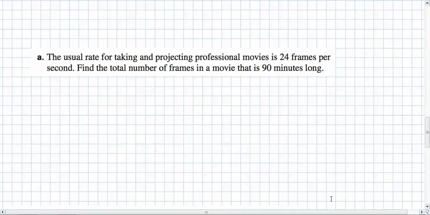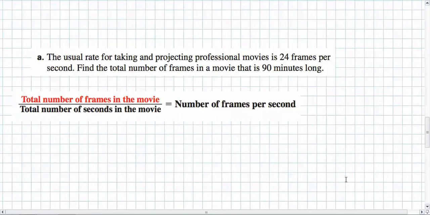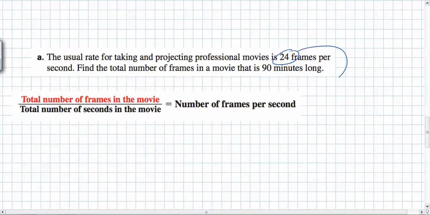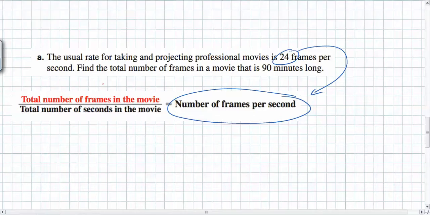Here's a word problem. The usual rate for taking and projecting professional movies is 24 frames per second. Find the total number of frames in a movie that is 90 minutes long. First, we need to set up a verbal model. Here it is. The total number of frames in the movie divided by the total number of seconds in the movie is equal to the number of frames per second. We know that the number of frames per second that's given to us is 24. We're trying to find the total number of frames in the movie, so we can call that x.